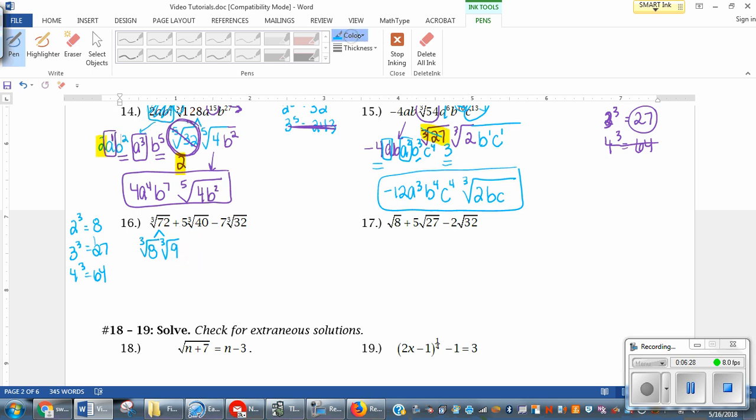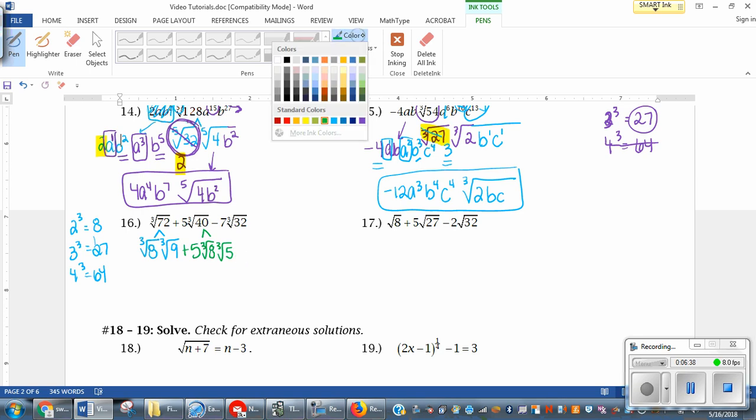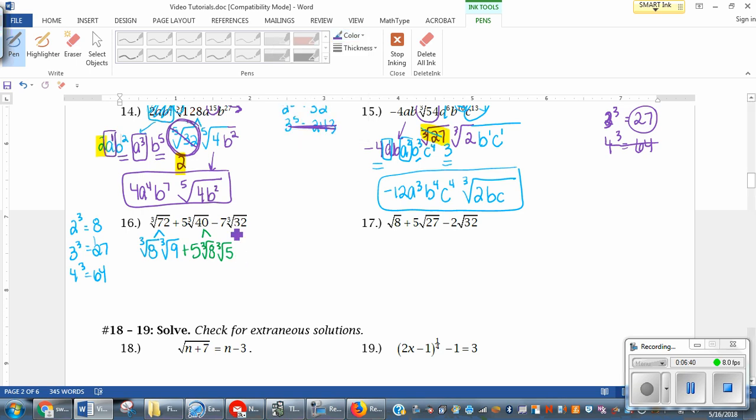When we do the next one, we want to bring down that 5 as our coefficient. But 40 will also use 8, and 40 is the same as 8 times 5. Okay, when I go to do the last one, we want to make sure we bring down our negative 7 on the outside, and again 32, so we're going to say 8 times 4.